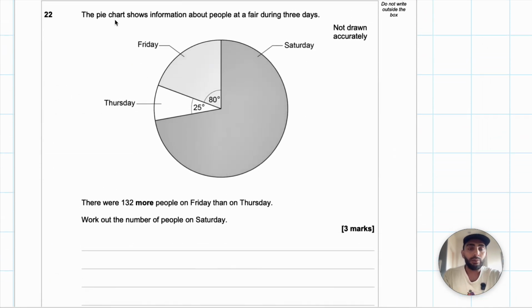Question 22. The pie chart shows information about people at a fair during 3 days. It says there were 132 more people on Friday than on Thursday. On Friday, the degrees for that part of the pie chart is 80. On Thursday, it's 25. So the difference between those two is 55 degrees. Those 55 degrees are going to be equal to 132 people.